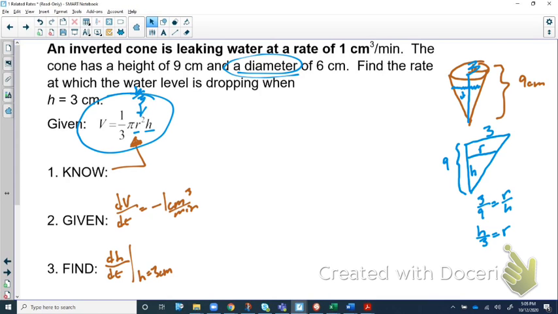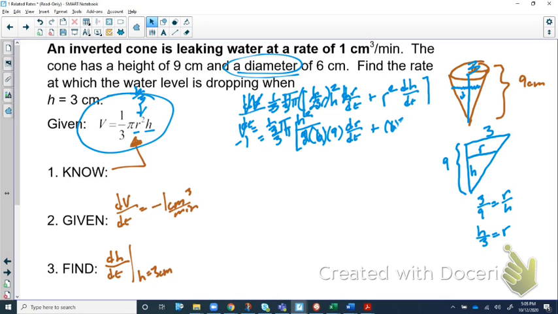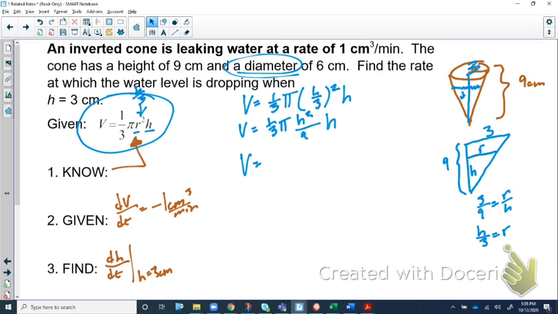So let's take the problem now, and volume was equal to 1/3 pi, and we're plugging in height over 3, squared, times height. So let's just simplify this before we try to differentiate it. 1/3 pi, and so that would be h squared over 9 times height. So volume would be h cubed pi over 27. And that I think I can differentiate, especially because we only have the one variable on the right side and the one variable on the left side.